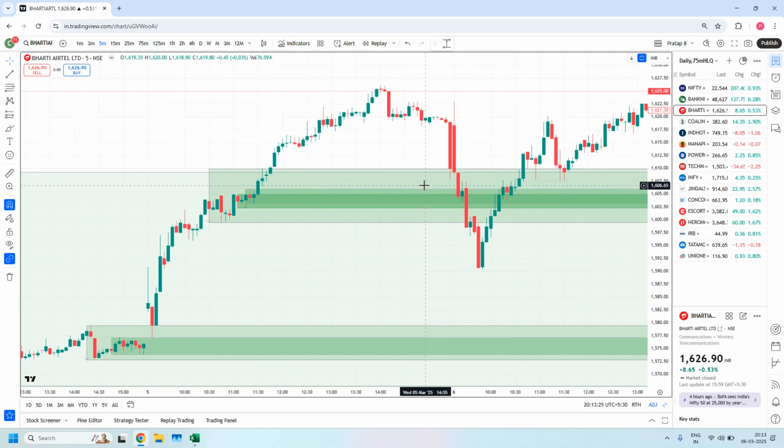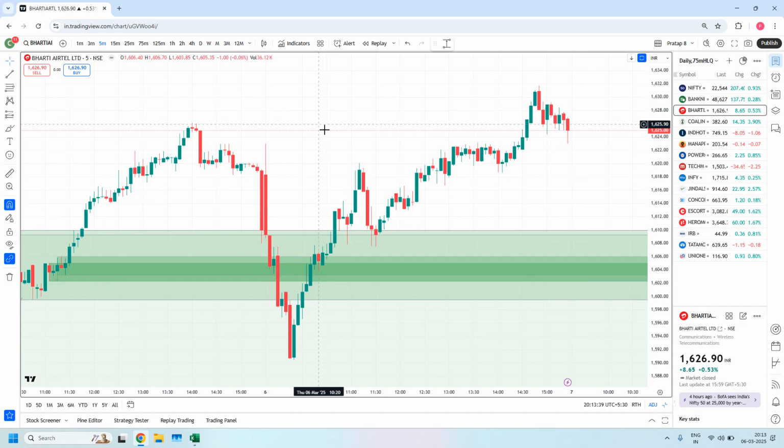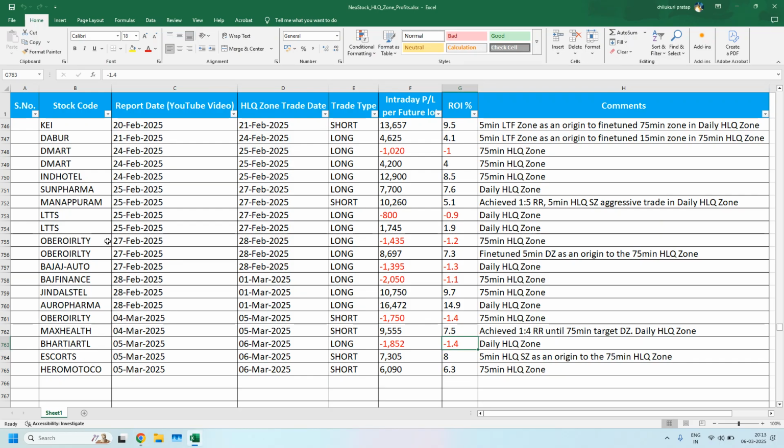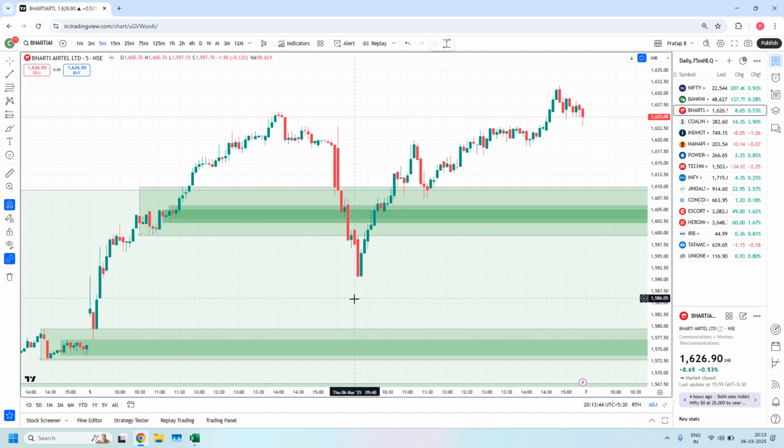But for BHARTIARTL, if you might have applied the strategies learned from the other training lessons, today you would have made a very big profit, a very good profit. What is that? Pierced zone strategy. You may ask why I didn't capture those profits in the Excel sheet. The reason is the pierced zone strategy is not an HLQ zone strategy. It is a different strategy. I am calculating performance statistics per HLQ zone strategies because we are claiming it is having 80% success rate.